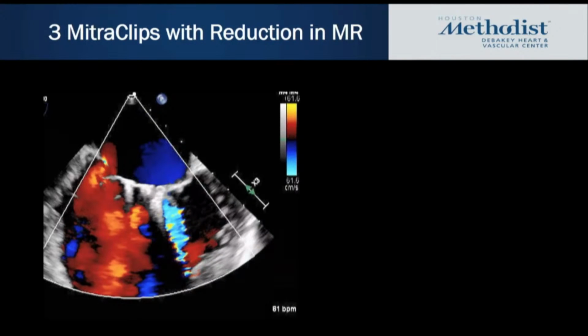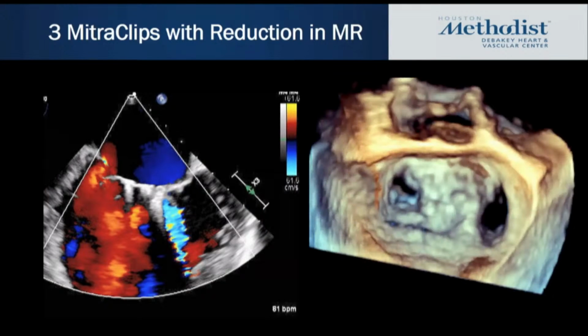Similarly, the patient was at a high risk for surgery. He was optimized by our heart failure colleagues, continued to have significant mitral regurgitation, and ended up having 3 mitral clips with significant reduction in mitral regurgitation.